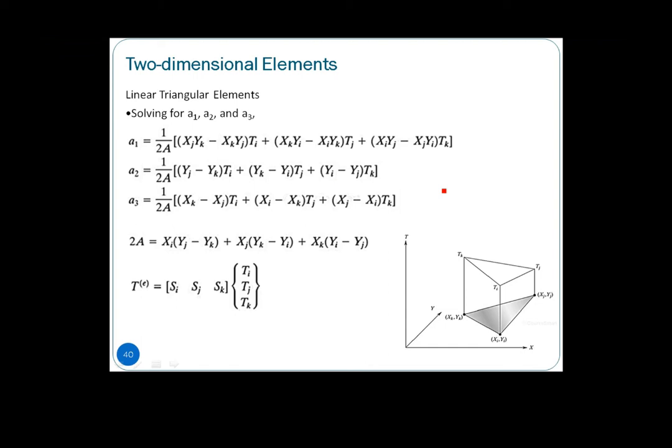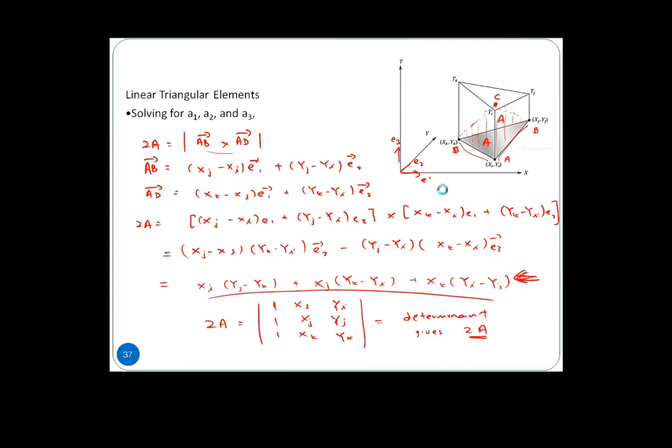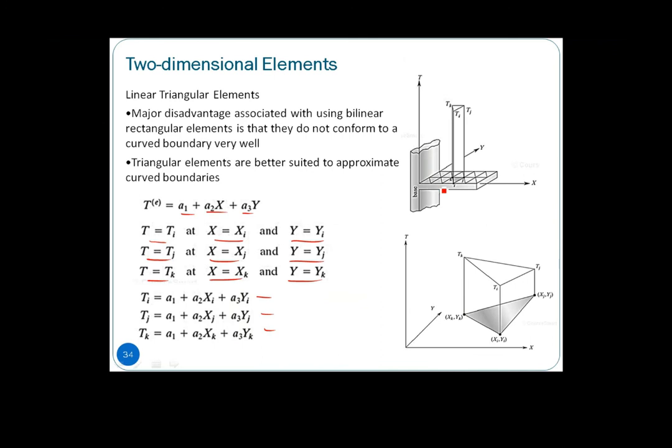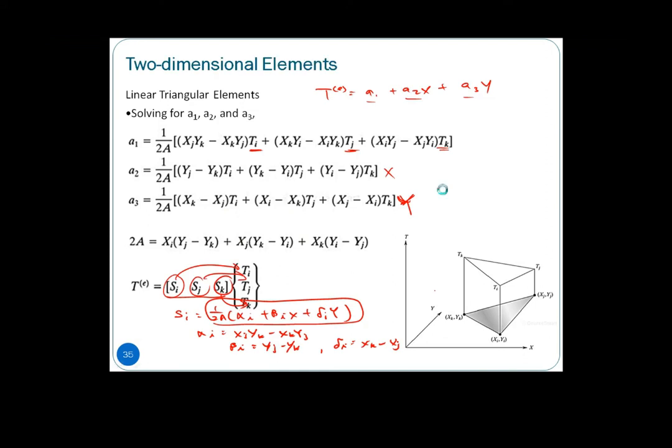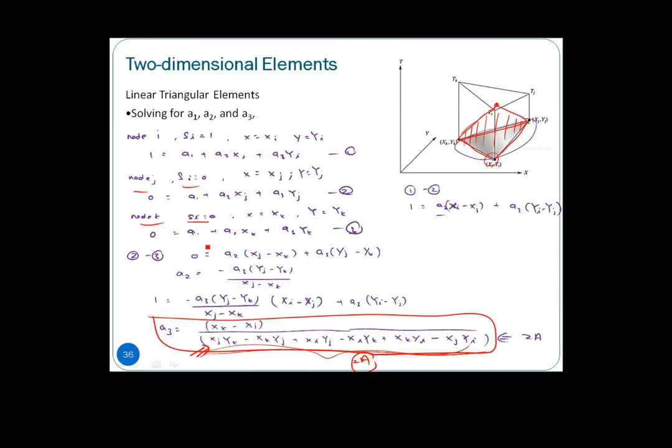If we have the A1, A2, and A3 from here, let me see this again. So we have A1, A2, A3 here, and you can basically determine your T here, like what you have here. Oh, okay, where is it? Sorry.